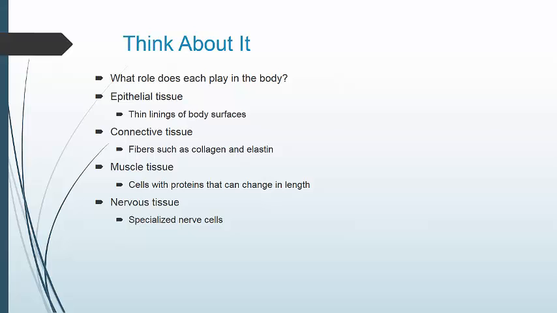Regardless of whatever type of epithelial tissue you're looking at, there's going to be an underlying membrane that anchors it to the underlying connective tissue. When the epithelial tissues line the inside of the structure rather than the outside, that tissue is then called endothelium instead of epithelial. Your connective tissue is going to be fibers, collagen, elastin, and what these do is provide structure and support and strength to the body.